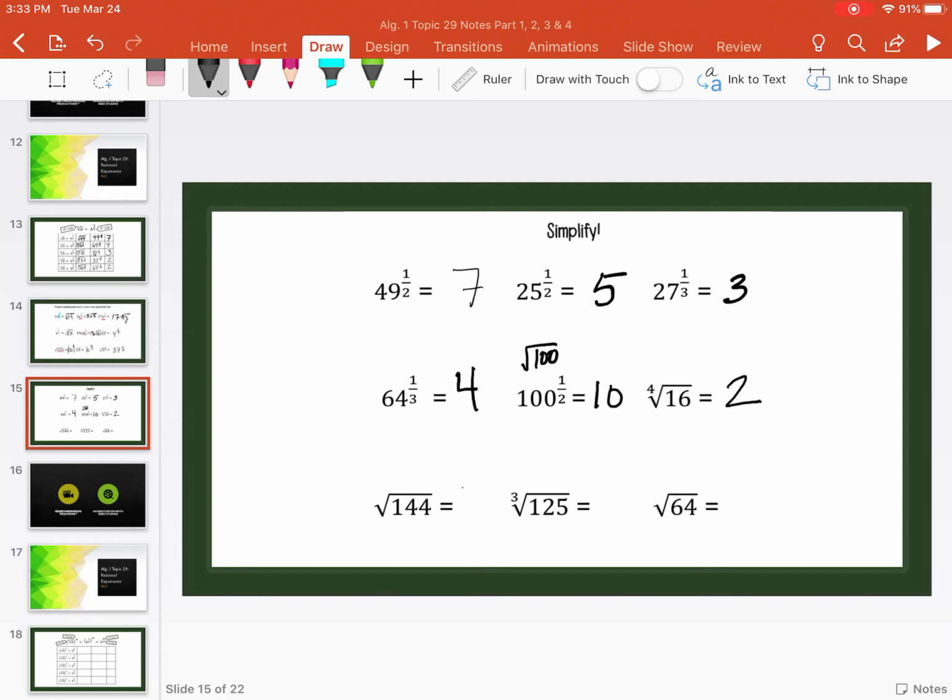Square root of 144 is 12. Cube root of 125 is a number times itself again, which gets you 125, which is 5. And square root of 64 is 8.